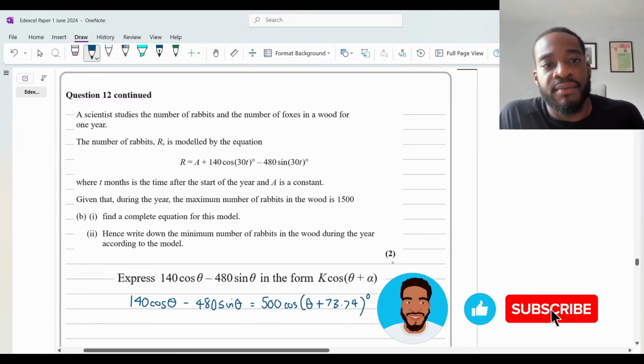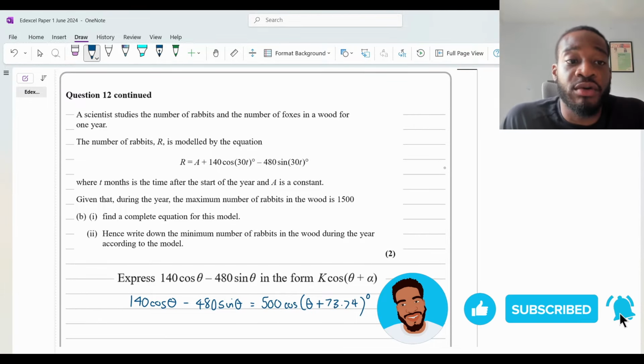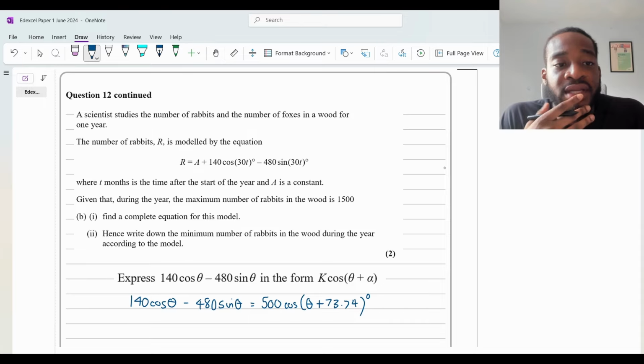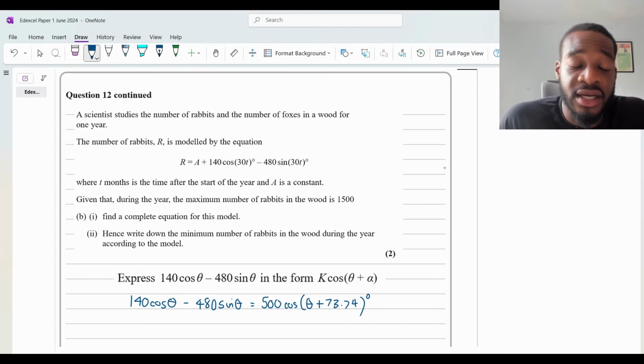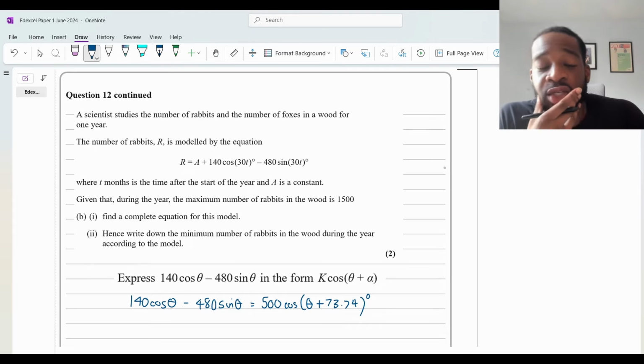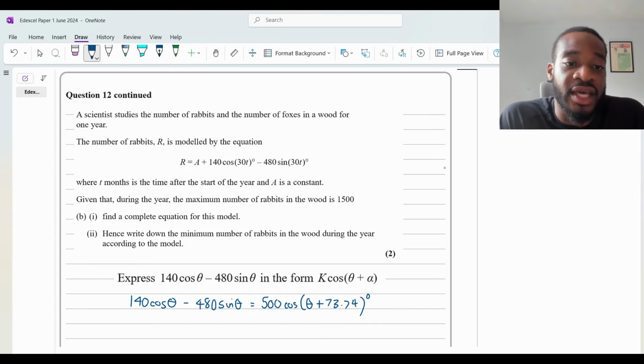Okay, so part B. A scientist studies the number of rabbits and the number of foxes in the wood for 1 year. The number of rabbits R is modeled by the equation R is equal to A plus 140 cos 30t degrees minus 480 sine 30t degrees, where t months is the time after the start of the year and A is a constant. Given that during the year, the maximum number of rabbits in the wood is 1500. Part B(i) says find a complete equation for this model.